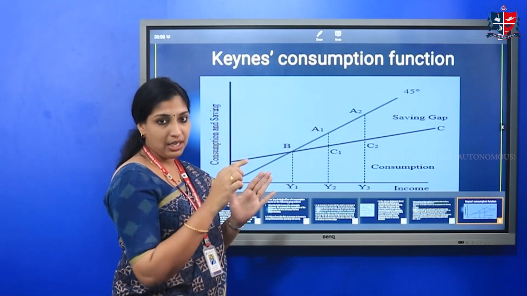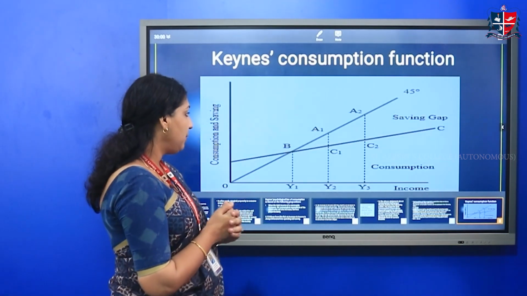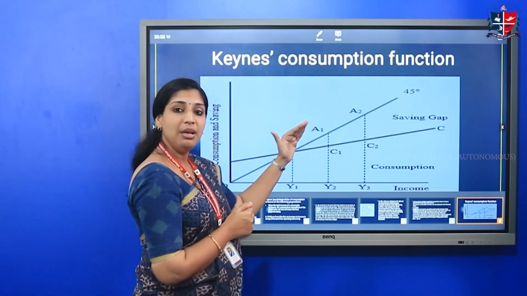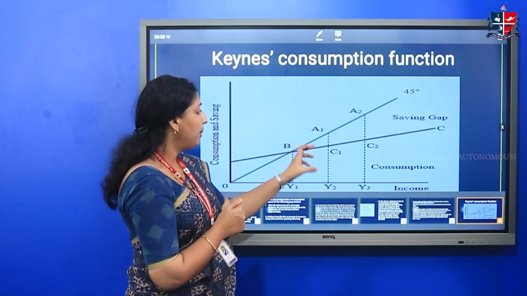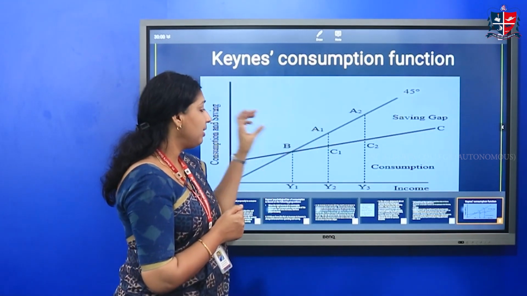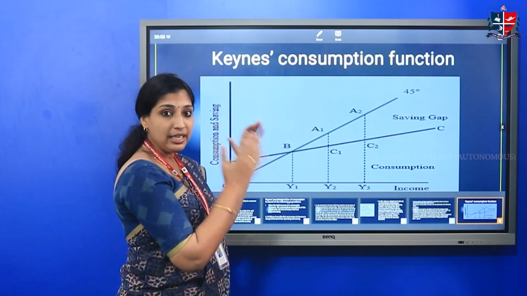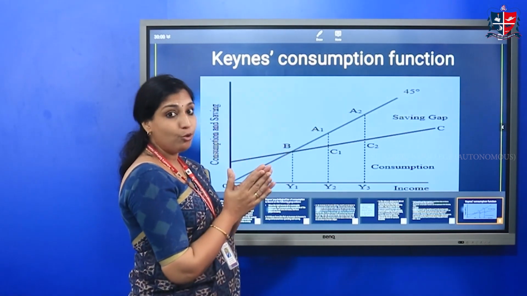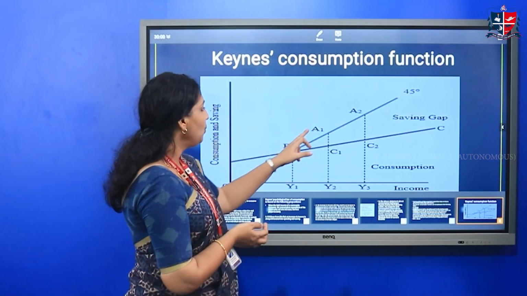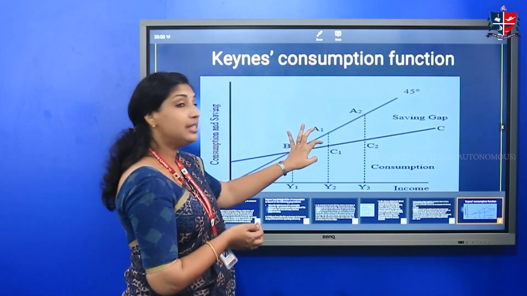That means Y is equal to C plus S. Whenever there is an increase in income, consumption also increases. But at the same time, the remaining portion, that is income that is not consumed, will be saved. So this A1, C1 is actually the savings.